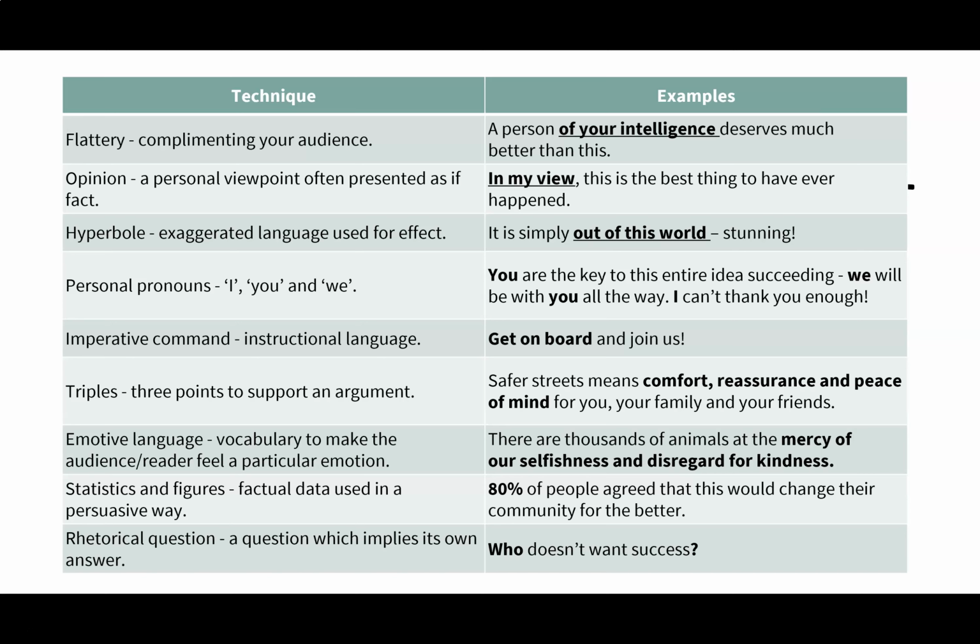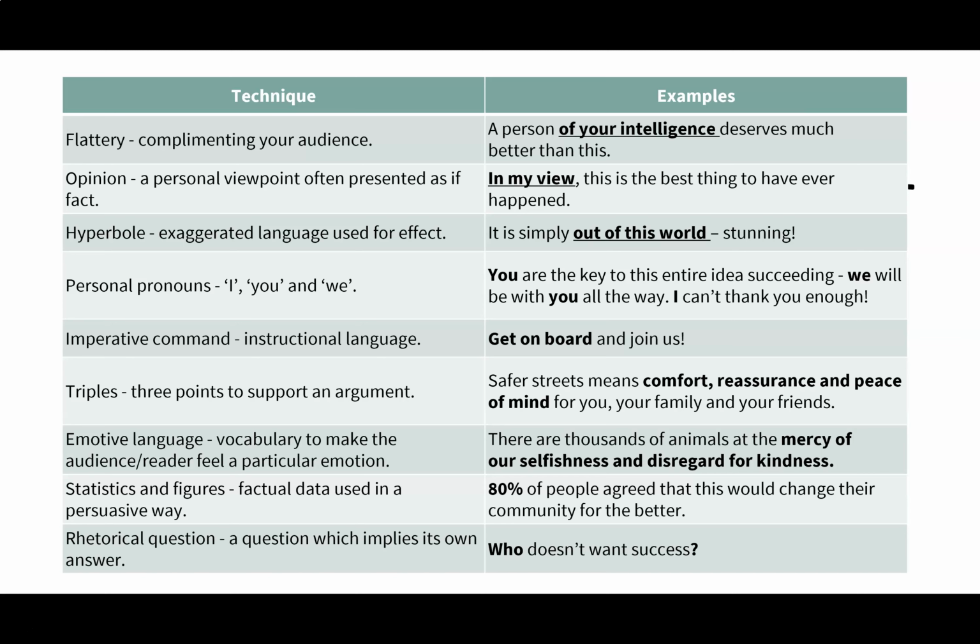You can put an opinion, so you can say, in my view, and be really clear about that. You can put in a hyperbole, so exaggerating: this is out of this world. Personal pronouns, we just talked about with William Wallace's example. You, I, we, so including yourself in the audience as well, or directly addressing the audience.